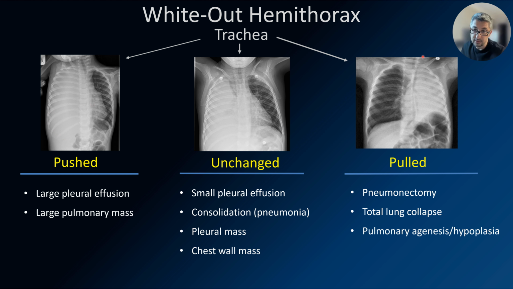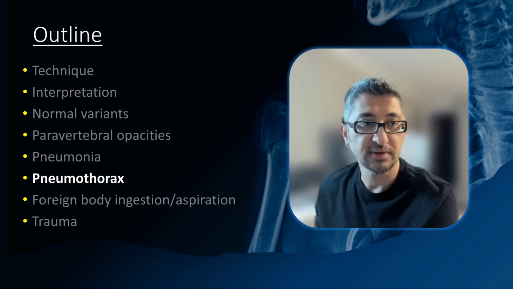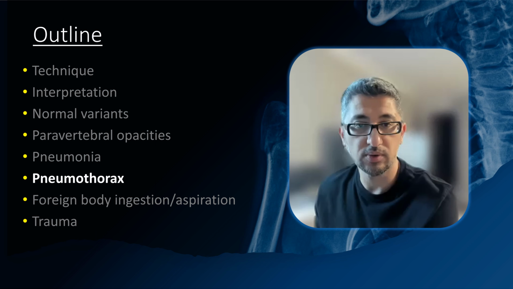When the trachea is pulled to the same side of the white lung, this can be secondary to total lung collapse, congenital pulmonary agenesis, or when the patients have pneumonectomy, we can see this. After pneumonia, I will skip to pneumothorax.